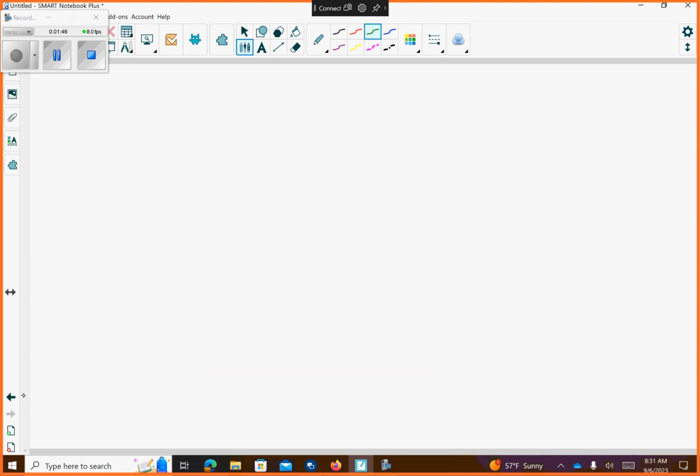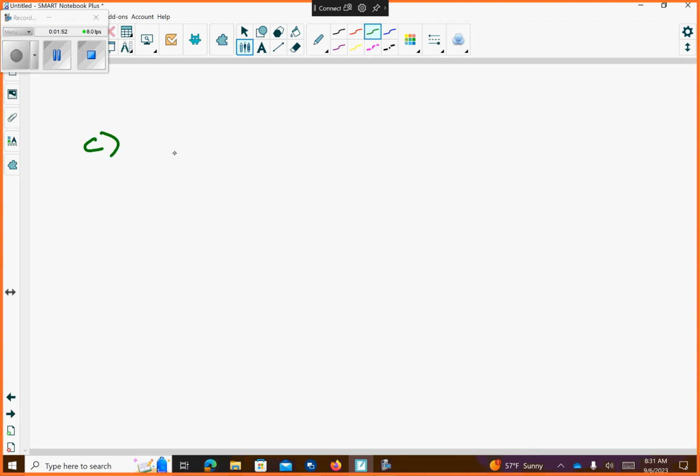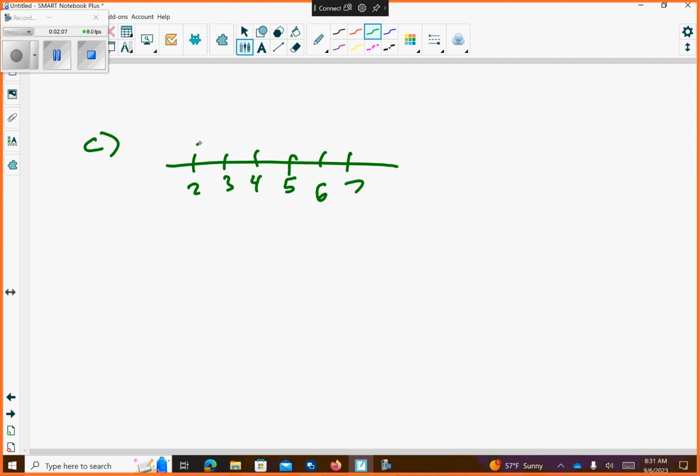Letter C. We have 2 through 7. So 2, 3, 4, 5, 6, 7. What was A? Skew what? Skew right. The tail was more to the right. All right, so I got a 2, and a 1, 2, and a 1, 2, 3, 4, and a 5. B is rectangular.